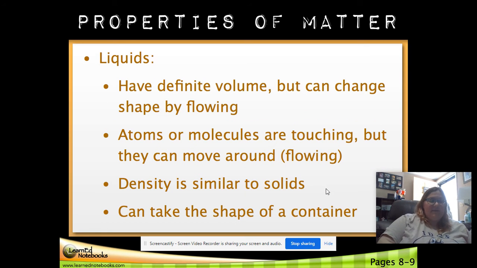Liquids have a definite volume, but can change shape by flowing. You take a cup of water, you pour it on the ground. You don't have a cup just sitting there of water. Okay, you have a puddle. Atoms or molecules are touching, but they can move around. They're just flowing. The density is similar to that of solids, and they can take the shape of the container.